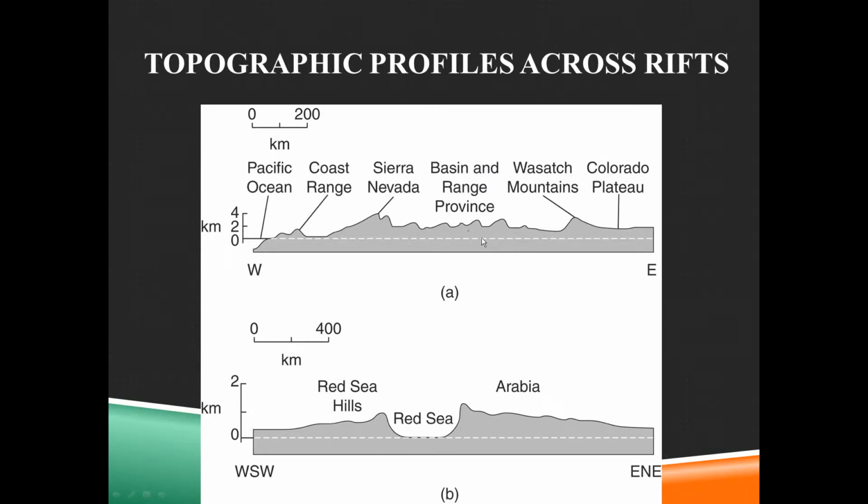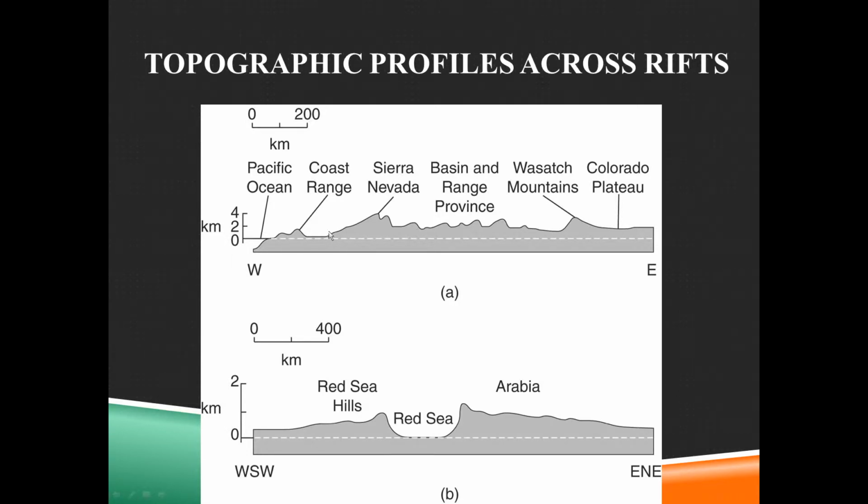So a couple of topographic profiles cutting across a rift. If we look at two different rifts, we can see they look really different, at least at first glance. But there are definite similarities. In this upper picture, we see, okay, here we're moving from the west coast to the ocean. We have a coastal range of mountains and then a basin.